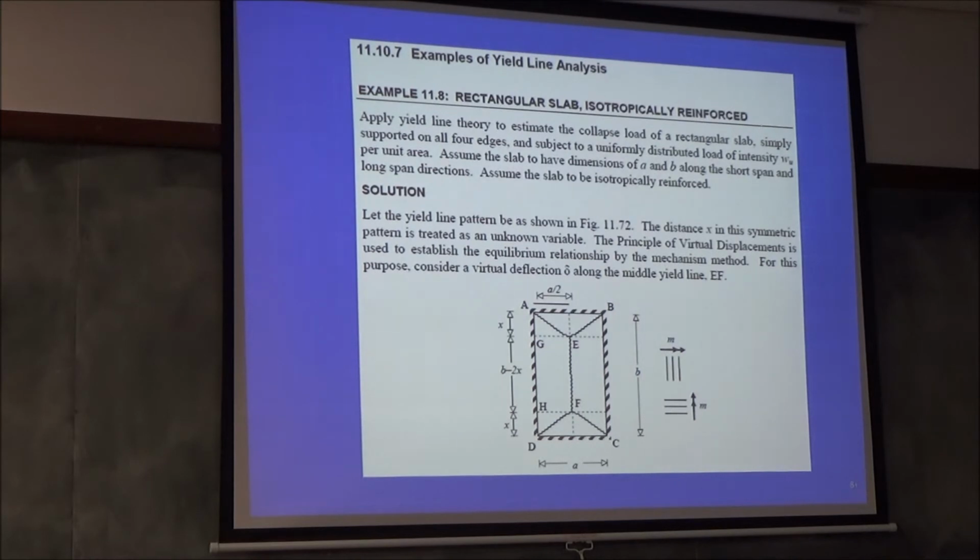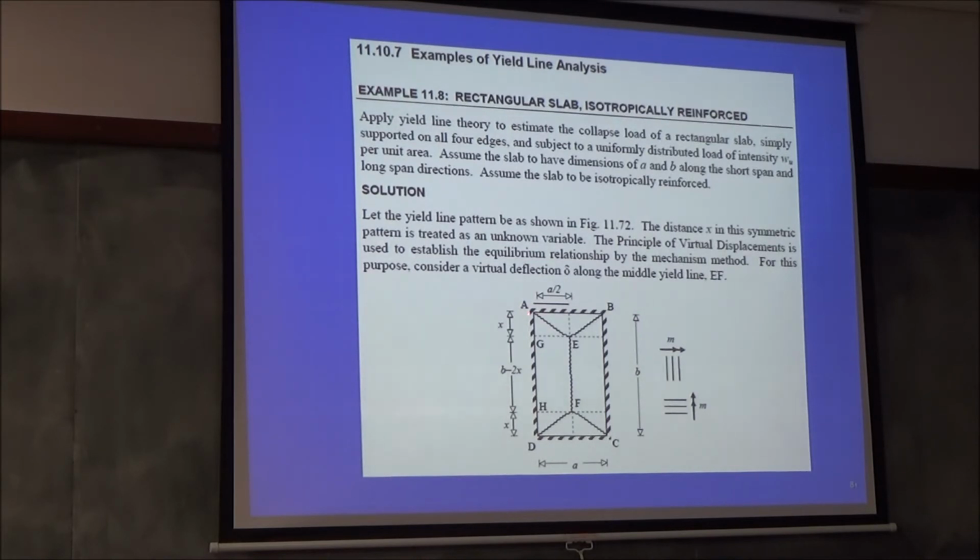What is the work done by EF? First you take the length of the yield line. What's the length of the yield line? (B minus 2x) into M. Right? And what's the total rotation? Both sides: delta divided by a by 2, into 2. Total change in rotation. Got it? So that work you know.